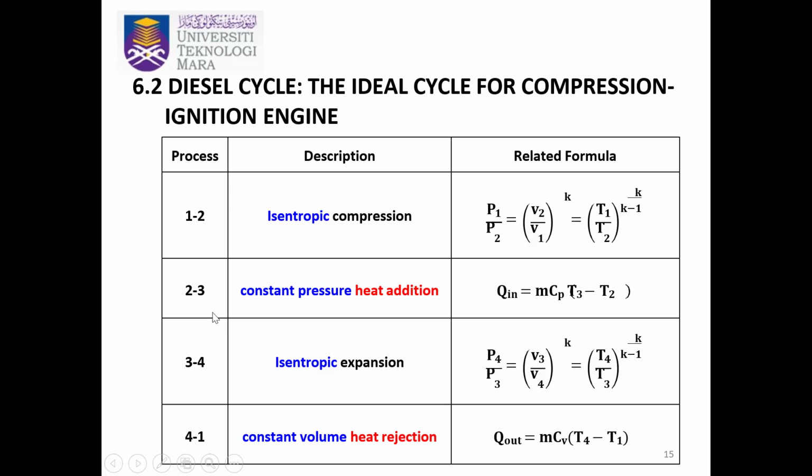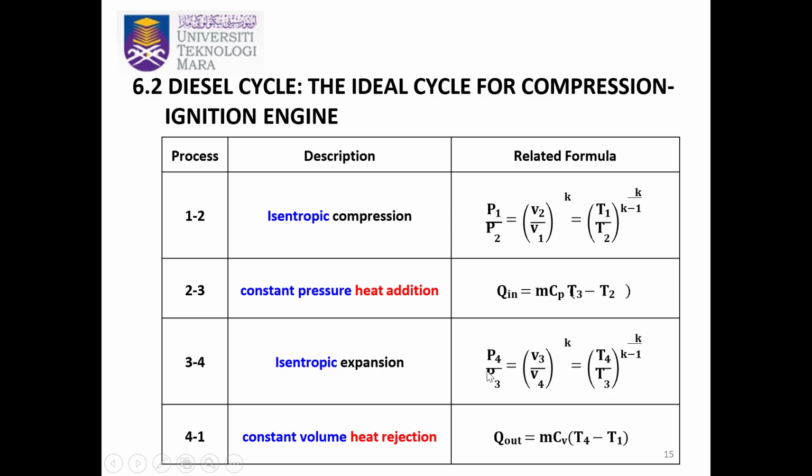Okay, constant pressure addition can be written as Q in equal to m CP (T3 minus T2). Okay, CP kat sini sebab apa pakai CP? Because constant pressure. Okay, pakai CP, constant pressure. Kenapa mesti pakai CP T3 over T2 ni? Sebab kita deal dengan gas. Okay, untuk the diesel engine kita consider gas, so pakai gas equation.